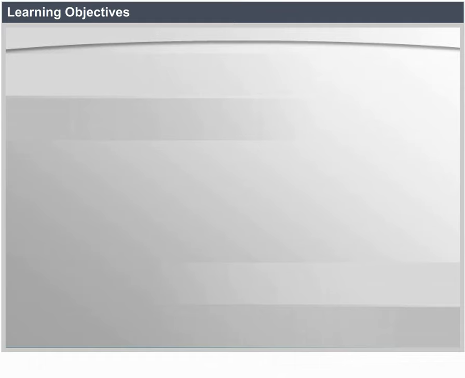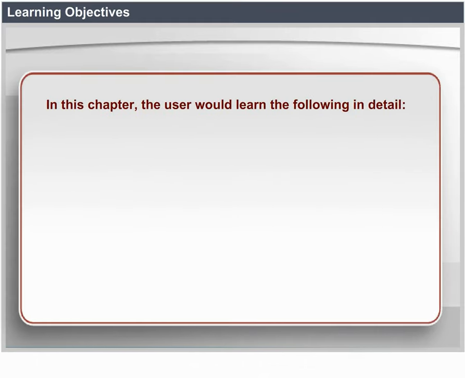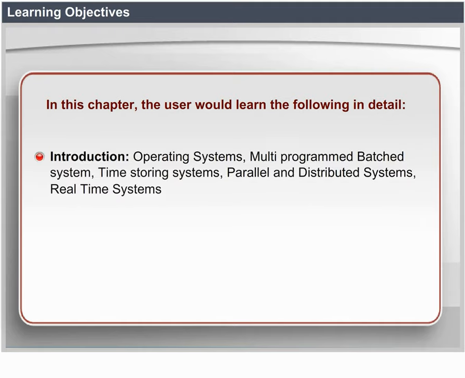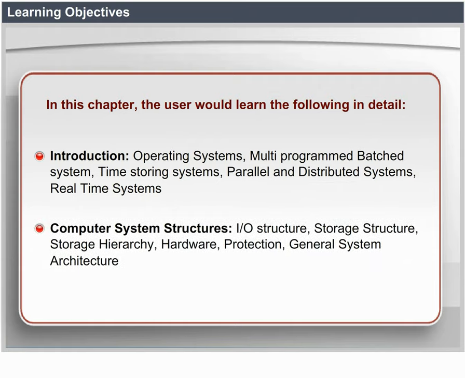Learning objectives. In this chapter, the user would learn the following in detail. Introduction, operating systems, multi-programmed batched system, time sharing systems, parallel and distributed systems, real-time systems. Computer system structures, I/O structure, storage hierarchy, hardware protection, general system architecture.